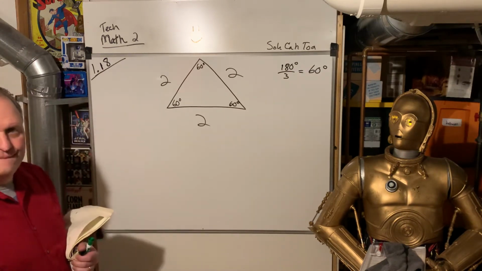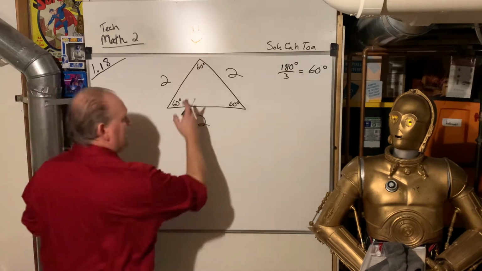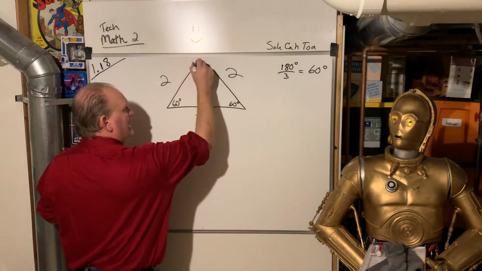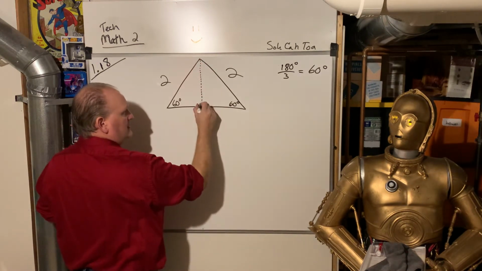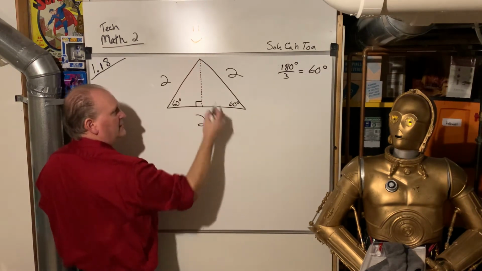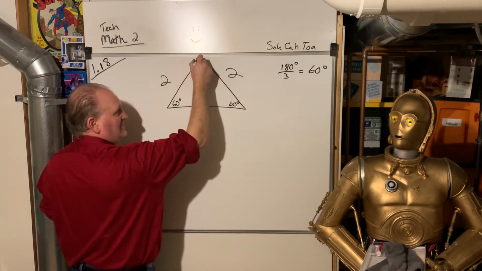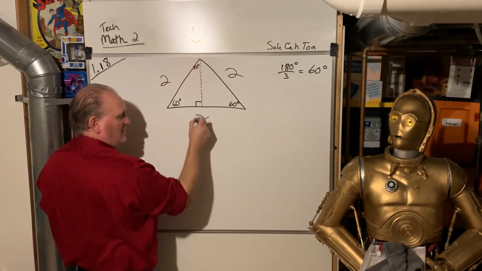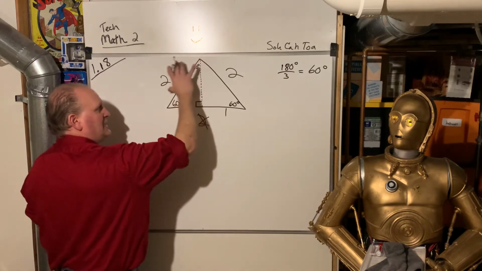Okay? Now here comes the weird part. I'm going to drop an altitude, meaning a 90-degree line that's going to plop right there. That is now 30 and 30. It was 60 degrees, but I split it. I bisected it, so it's 30 degrees. I also cut that in half, so it's 1 and 1. Now let's just take this part.